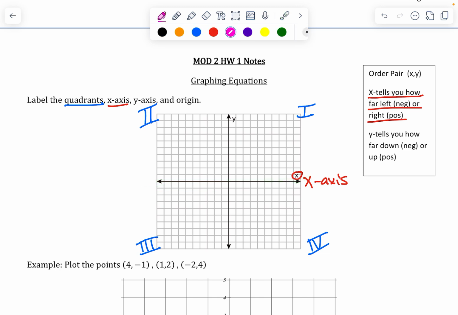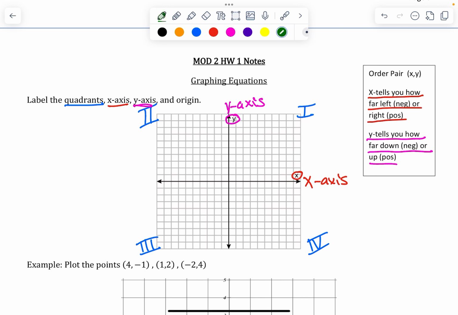Then we're going to look at the y-axis. Our y-axis is going to run up and down. That's our little y here. And the y-axis is always vertical. And it's going to tell us how far up or down we go. That's always going to happen on the y-axis.